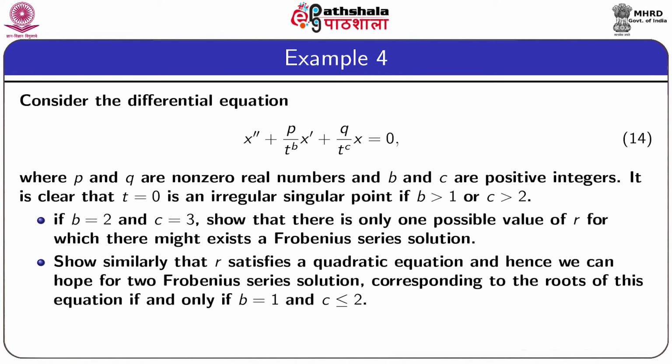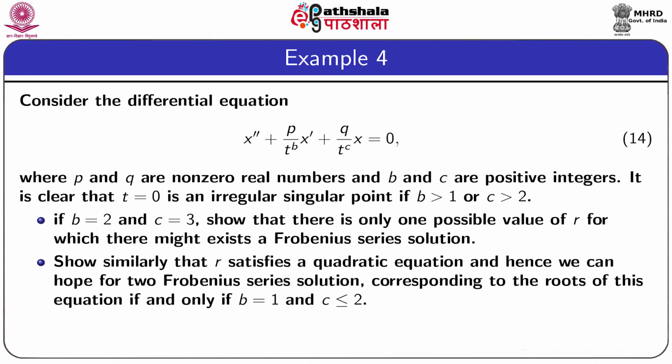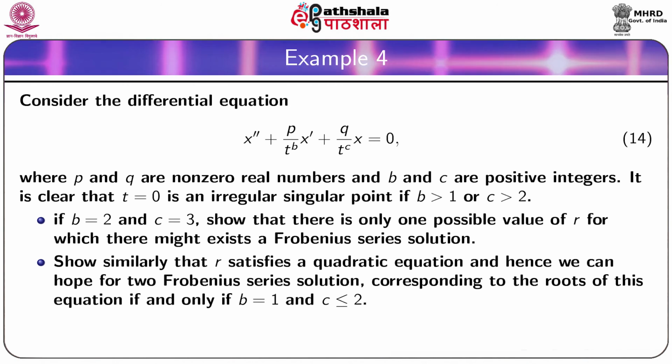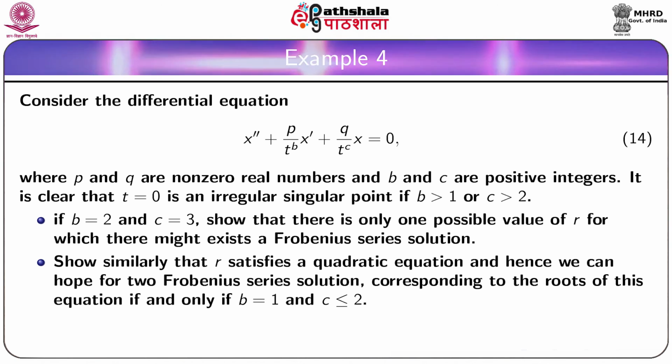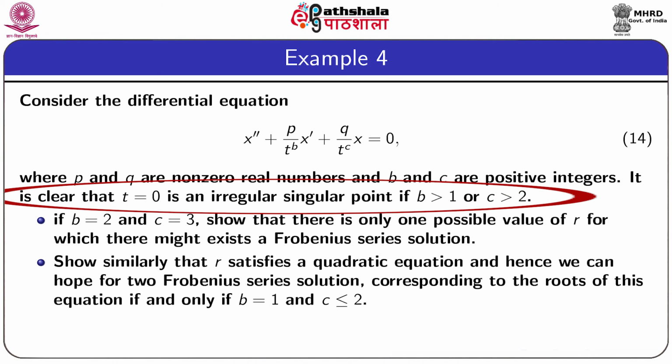In our next example, we consider the differential equation x double dash plus p by t to the power b x dash plus q by t to the power c x equal to 0, given by equation number 14, where p and q are non-zero real numbers and b and c are positive integers. From equation 14, it is clear that t equal to 0 is an irregular singular point if b is greater than 1 or c is greater than 2.